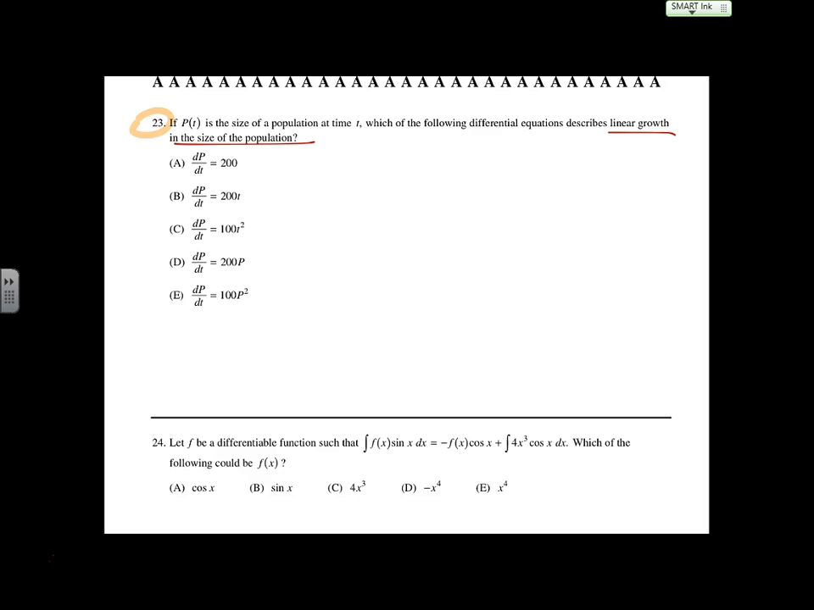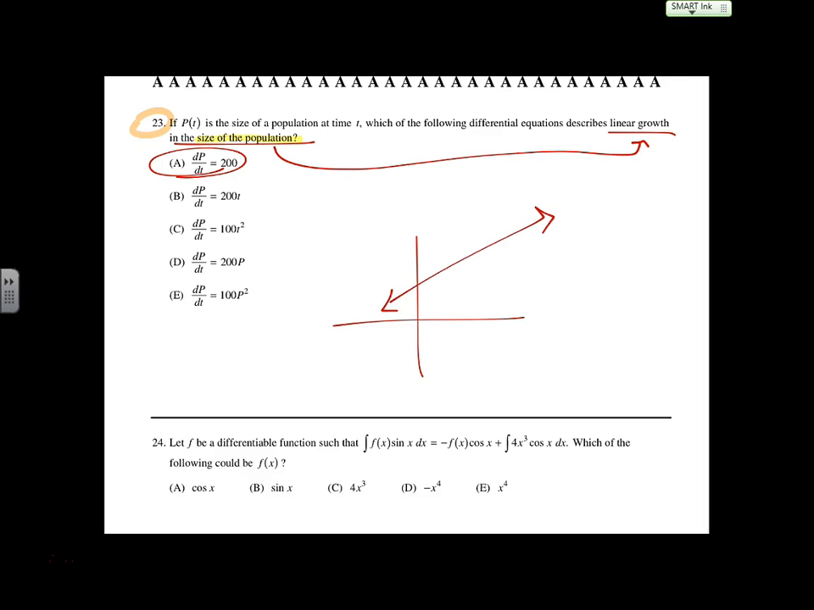Oh, it's all about the wording. Because the wording says, I was guessing it was the size of the population. The population is growing linearly. It's not growing at y equals 200 because it's just constant. That's not a growth. If it was y equals 200, but since it's dp dt, it has a constant rate. So it's a constant rate, which means it's going to be displaying a linear growth.